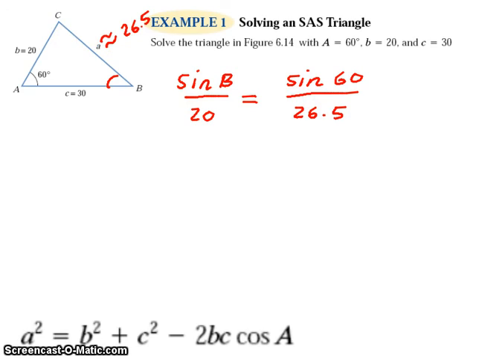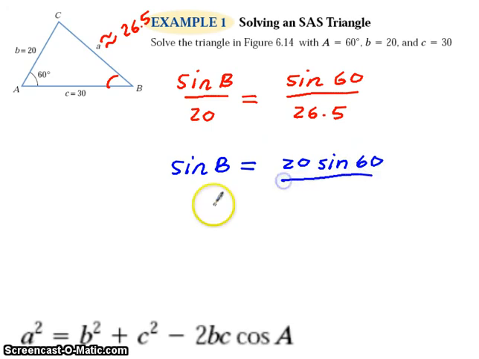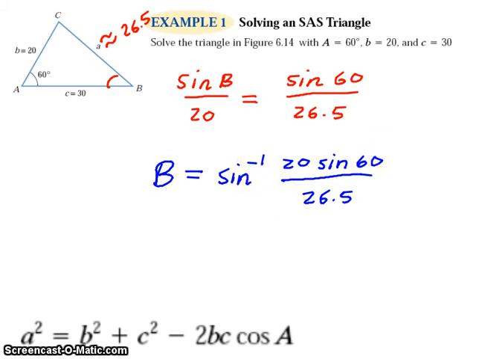and then from here we would multiply both sides by 20, and so that gives us the sine of B is equal to 20 times the sine of 60 over 26.5. And from here, we would do the inverse sine. Taking the inverse sine of this particular ratio will give us the B value. So B equals the inverse sine of this ratio. If you understood the previous section on the law of sines, then I don't see any reason to go through the rest of this problem. So let's move on to the next one and not waste any more of your time.